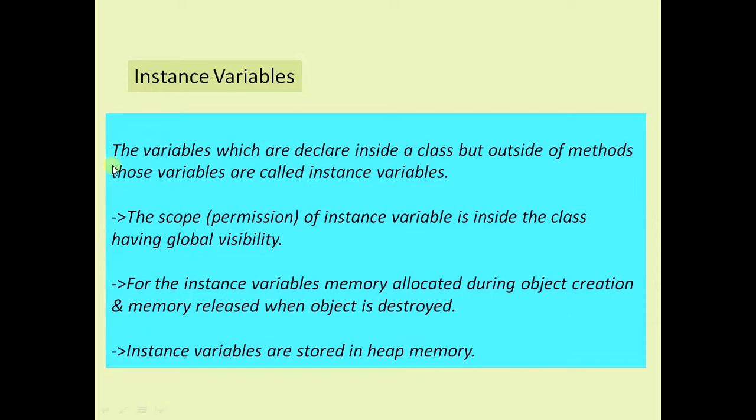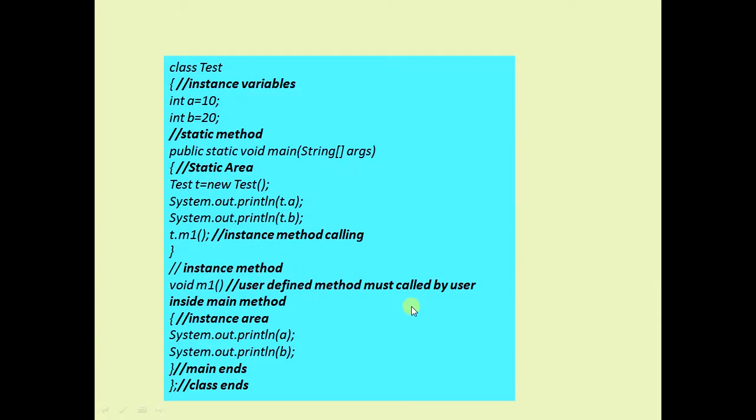Instance variables are the variables which are declared inside a class but outside of methods. Those variables are called instance variables. The scope of an instance variable is inside the class, having global visibility. For instance variables, memory is allocated during object creation and released when the object is destroyed. See, this is the sample code.